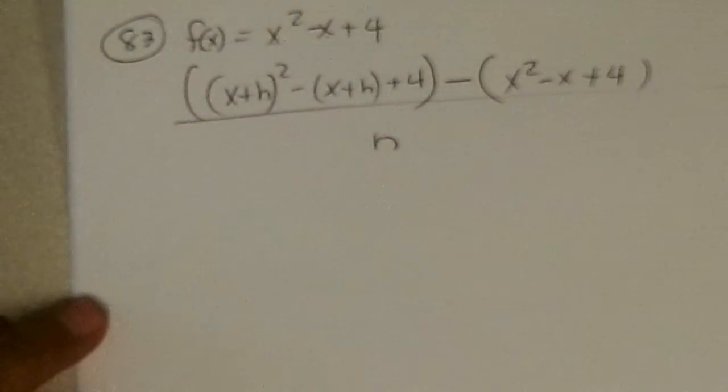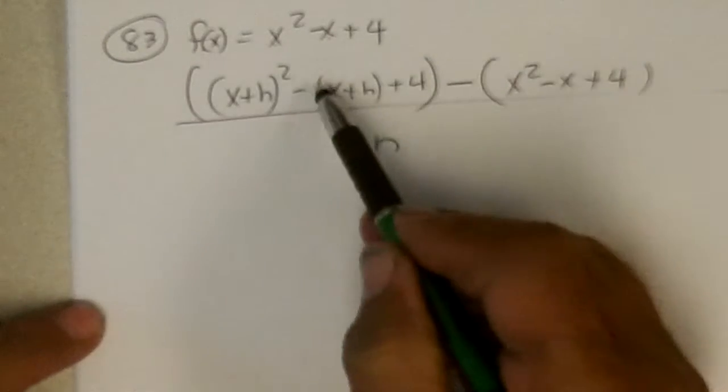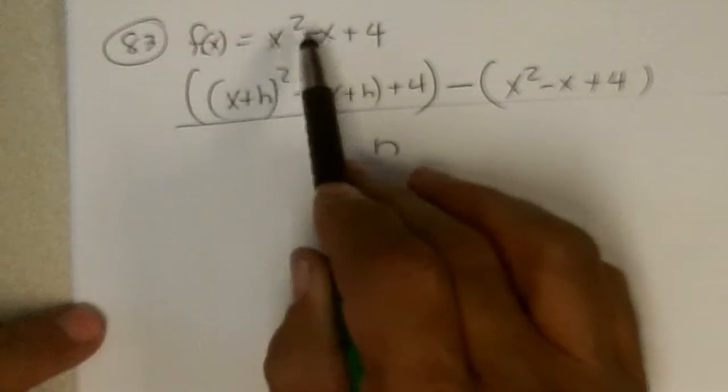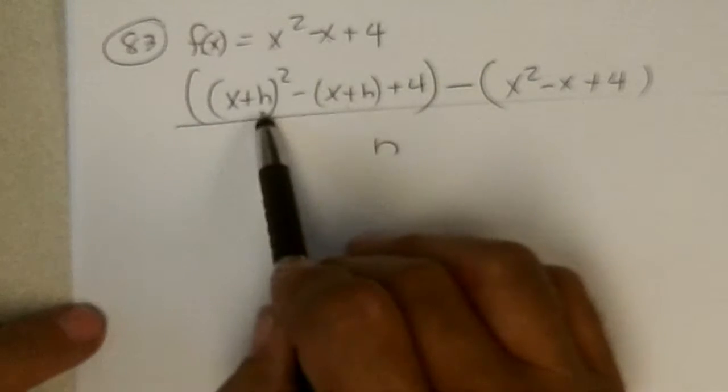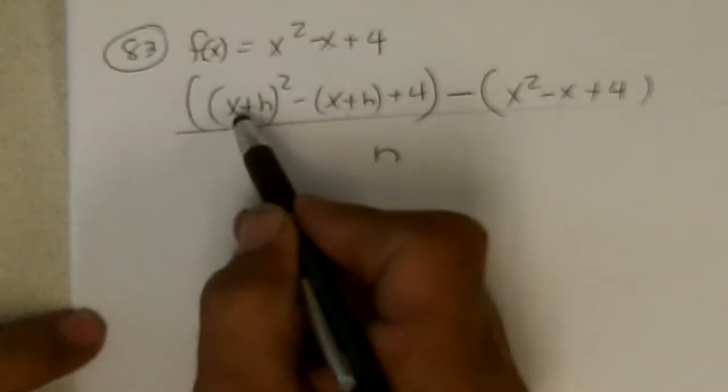That's f of x plus h minus f of x, which is (x plus h) squared minus (x plus h) plus 4, minus (x squared minus x plus 4), all over h. I put x plus h in for each x, and then I write f of x over h, and now I simplify.